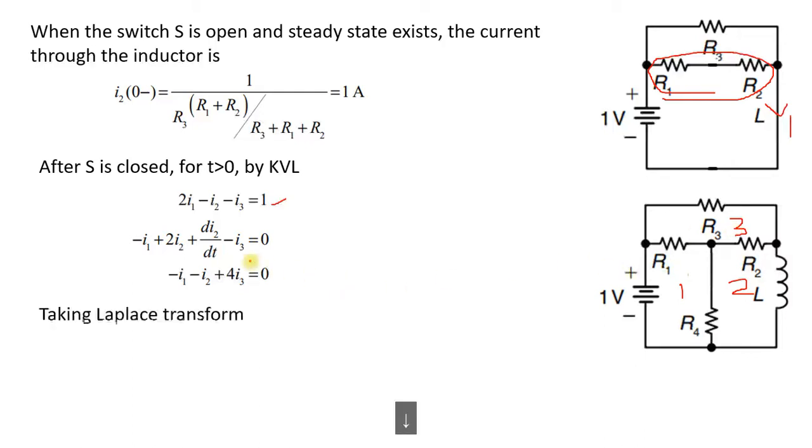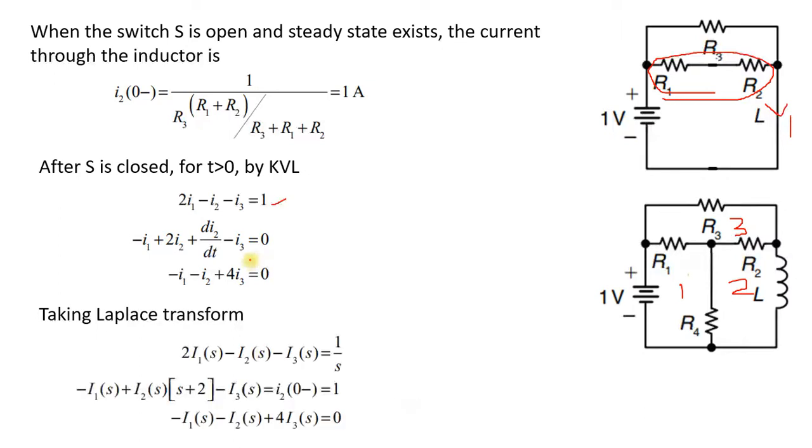Now you take the Laplace transform of the corresponding equations, which gives 2 I1 of s minus I2 of s minus I3 of s equal to 1 by s. Similarly, minus I1 of s plus I2 of s into s plus 2, minus I3 of s, equal to I of 0. The value of I of 0 is 1. For the third equation, it is minus I1 of s minus I2 of s plus 4 into I3 of s, which is equal to 0. Here I want to find the current through the inductor, which means I need to find the value of I2.